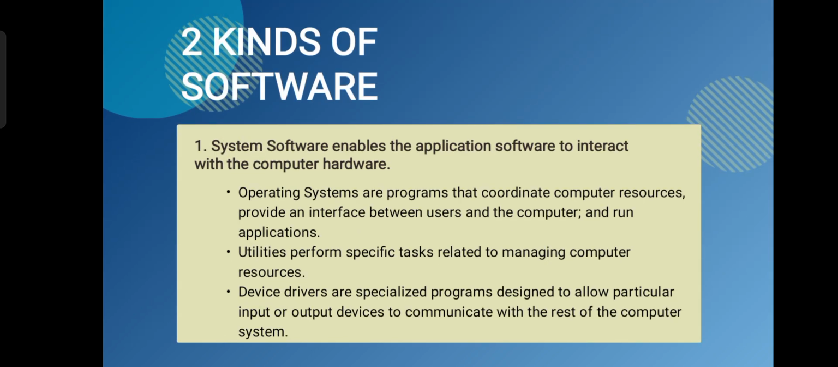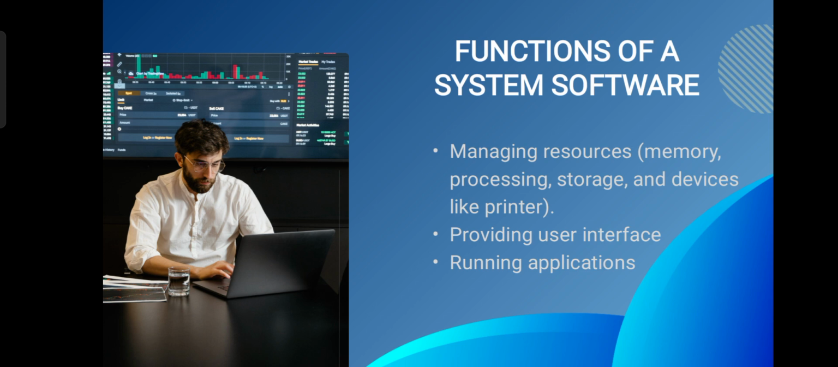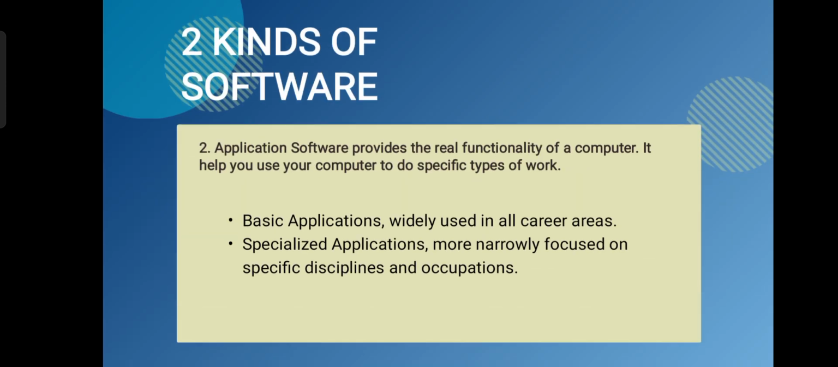System software, which helps the hardware and software work together. Examples include operating systems, which coordinate resources and run applications. And utilities, which manage resources like memory and storage. Device drivers, which allow specific hardware to communicate with the system. The application software, which provides real functionality.